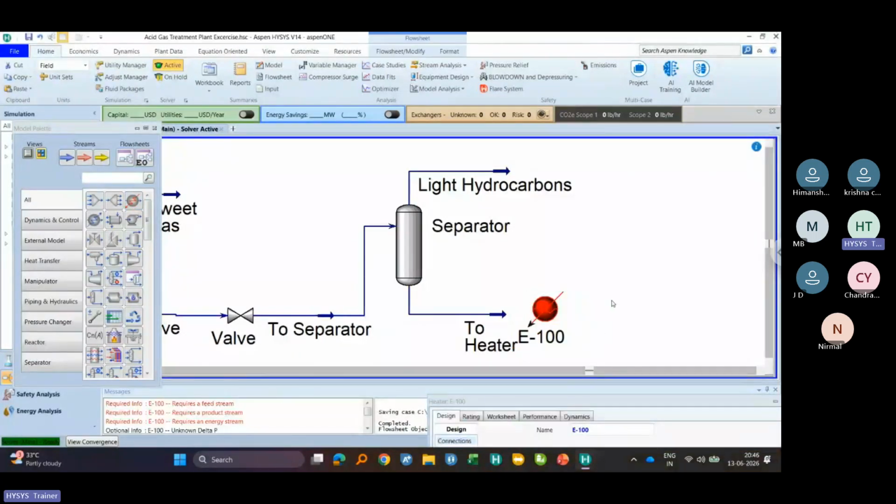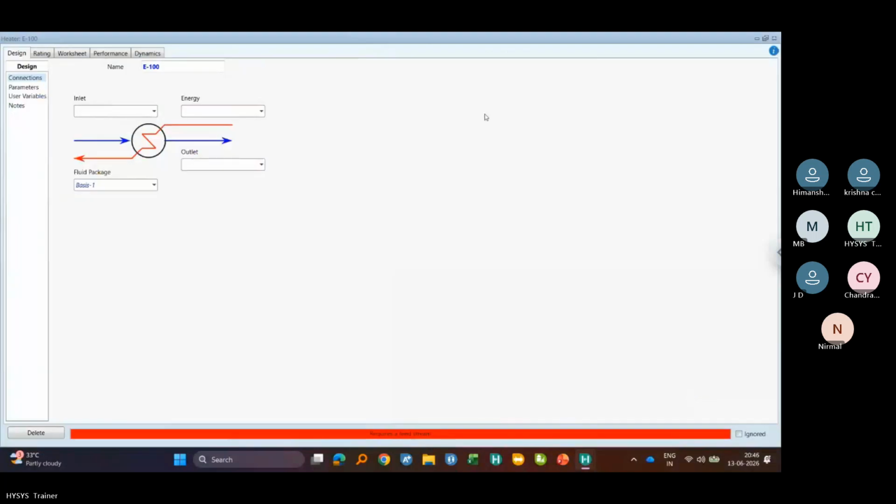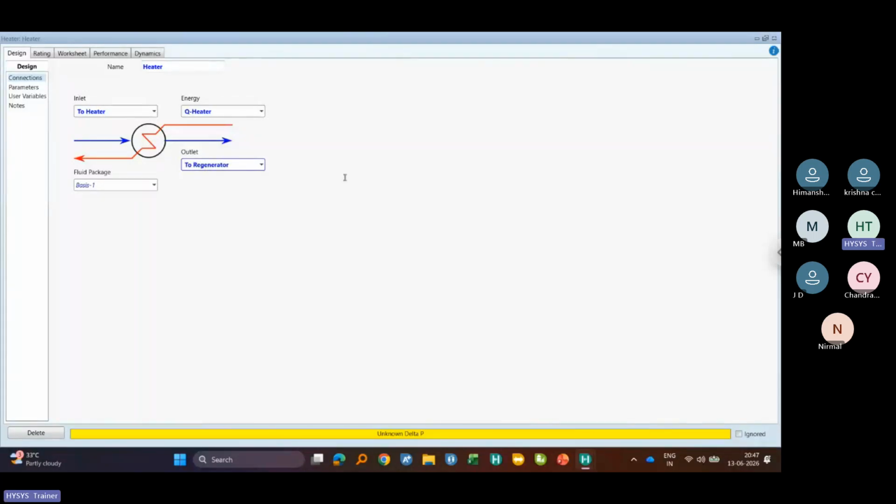Now the next part is we will add a simple heater. Double click on this. Rename it as heater. For this, the inlet is to heater. Energy is to heater and outlet will be to regenerator, because after this we will be using a regenerator column. So to regenerator we will be giving as an outlet for this heater. Now it is showing unknown delta P. So we will just enter the pressure drop for this heater in this parameter tab. Delta P is 5 psi.